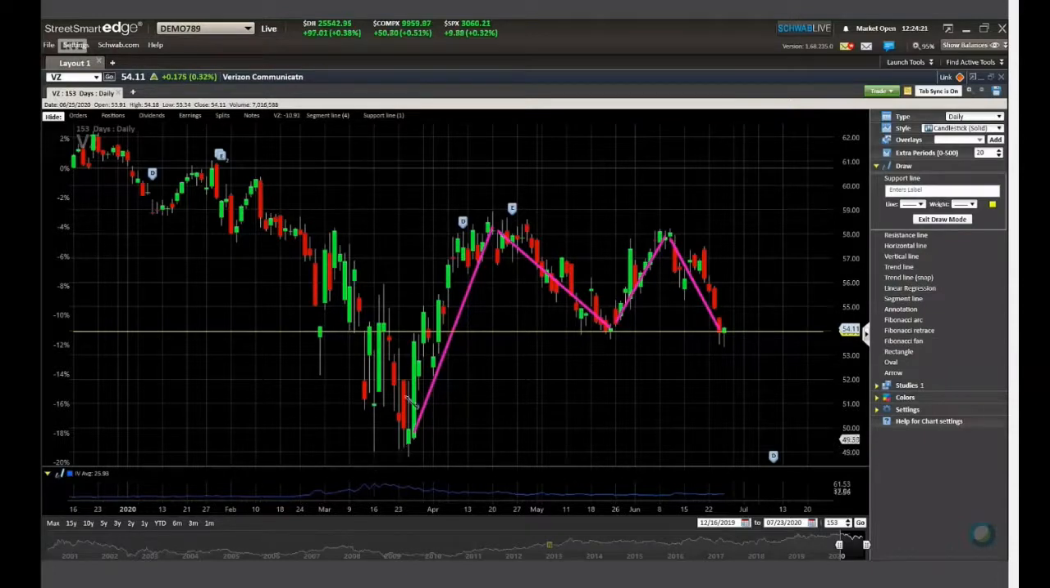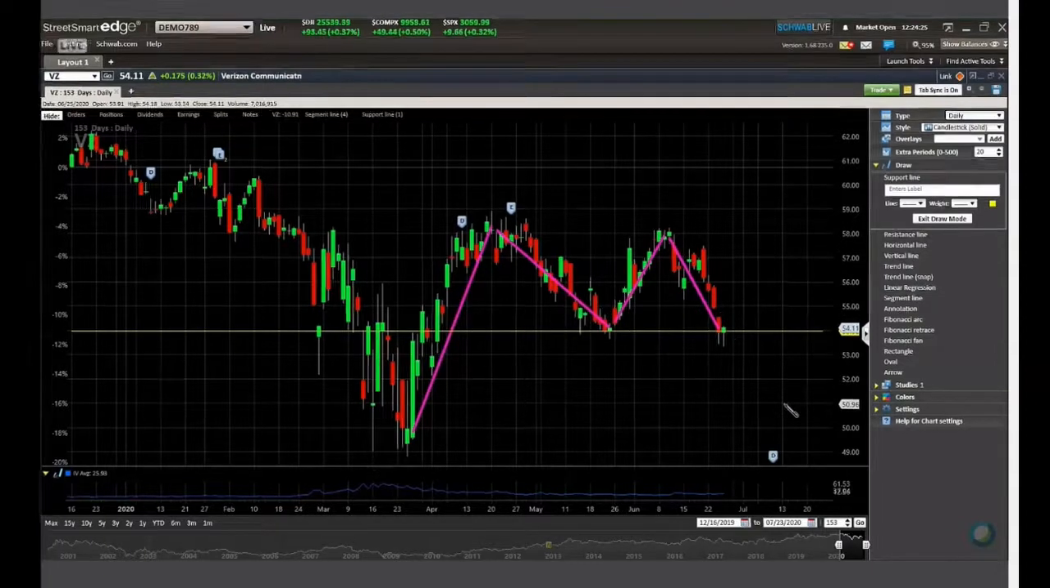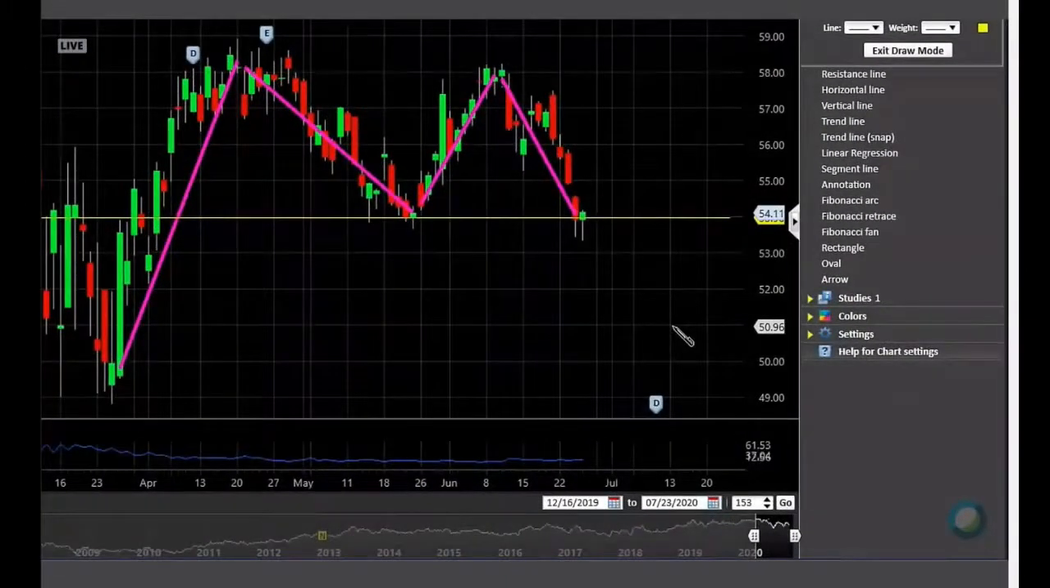You're going from a bullish position now into a bearish movement. All right, that's what those double tops are doing. Double bottoms is just the opposite.